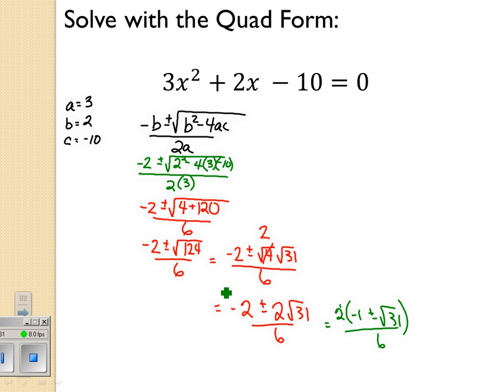And then that 2 and 6 can reduce a little bit more. So ultimately, we're going to come down to this solution. And there you go. Negative 1 plus root 31 over 3, or negative 1 minus root 31 over 3.